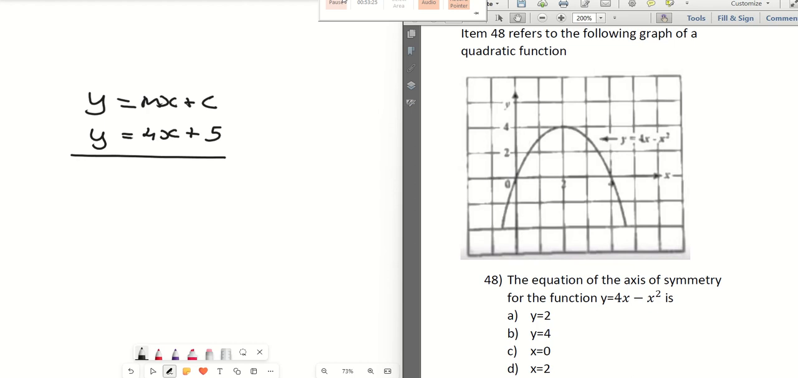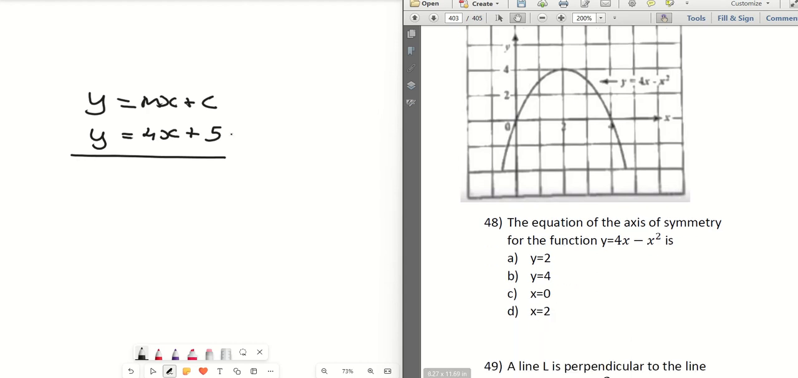Number 48. Item 48 refers to the following graph of a quadratic function. When it's curved like that, it's a quadratic function. The equation of the axis of symmetry for the function is... the axis of symmetry is basically where you would draw a line to have two coherent paths, right? You would draw a line coming straight down here, where x is equal to 2. So the answer is D. x is equal to 2.